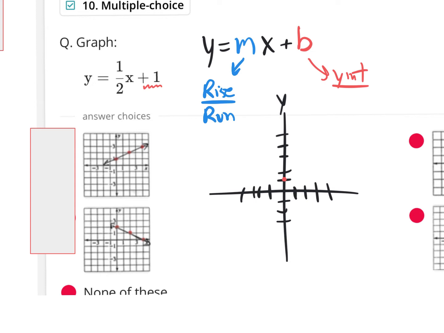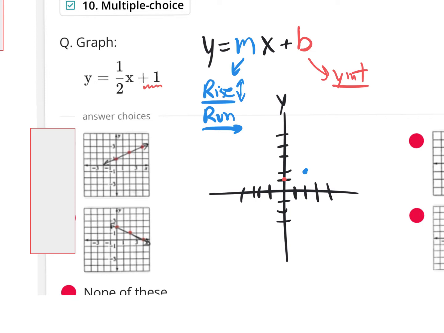Now remember, the rise could be positive if it's going up from left to right, or it could be negative if it's going down from left to right. But the run, we're always going to be going from left to right. So the bottom line is, from here, I rise over run. I rise 1, I run 2. It is positive, so I'm rising up 1. If it would have been a negative 1/2, I'd be rising down 1. But because it's positive 1, I rise up 1 and I run 2. So up 1 over 2, and I put a dot right there.